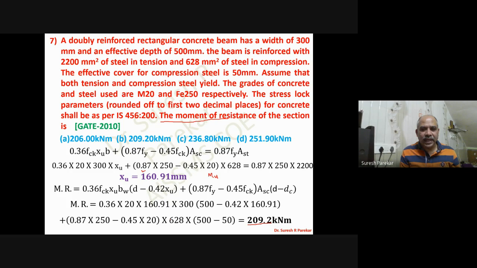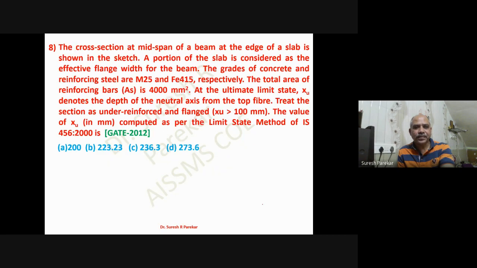So if we see CU, we have this. Same we have taken, only we have multiplied it by the lever arm, D minus 0.42 XU. Then this is the force due to steel, and we multiply it by the lever arm, which is between tension steel and compression steel. And we got this value as 209.2 kilonewton meter. Option we have, that is B.